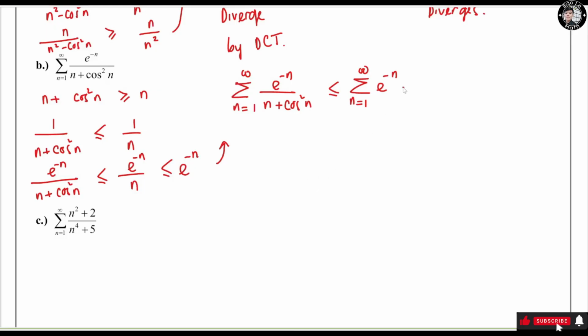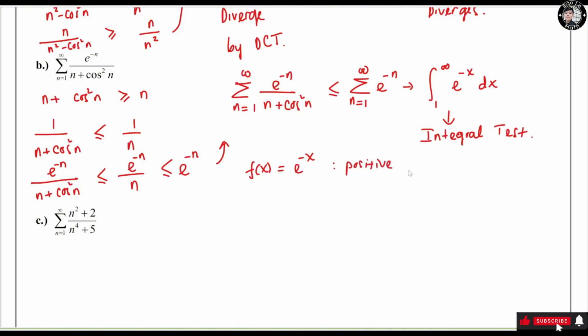Now I can convert this one to the integral. So the integral from 1 to infinity of e to the negative s ds, right? Now I'm going to use the integral test. So I'm going to let f of s equals e to the negative s. Now it's easy for you to verify that this function is always positive, continuous and decreasing, right?